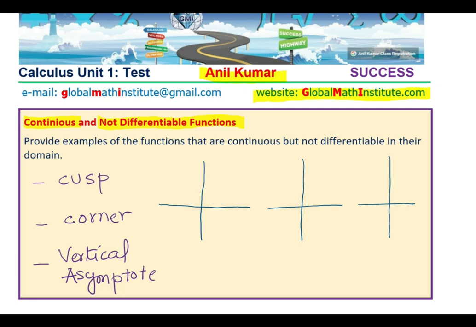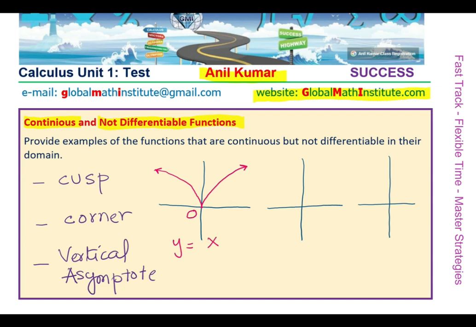Cusp. A cusp is a graph which is kind of like this. Do you understand? As you can see, it is a continuous function. However, at the origin O, if you want to find the derivative of this function, it is infinitely large. It is not a real number. So, for example, the function could be y equals x to the power of, let's say, 2 over 3.